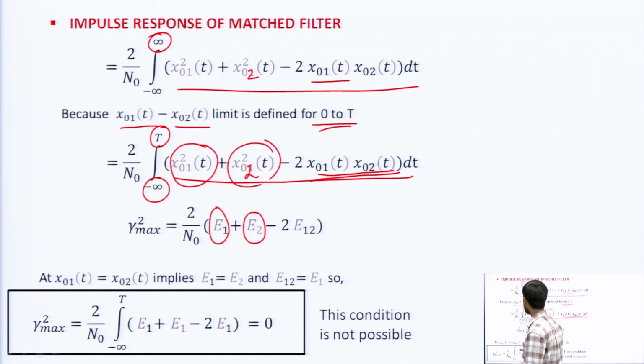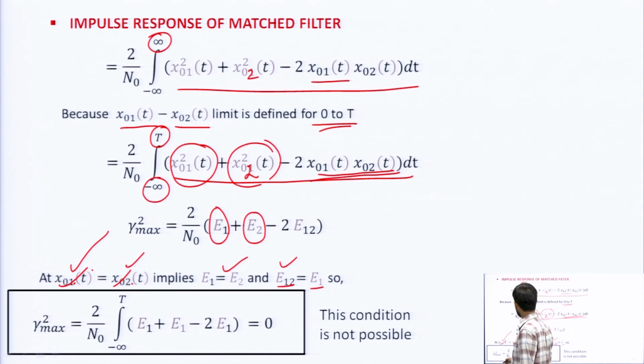So, we can see that for different cases, if x naught 1 of t equal to x naught 2 of t, this implies E1 equal to E2. That means the energy E1 is equal to the energy E2. I mean this signal is equal to this one. So, I can write E12 is also equal to E1.